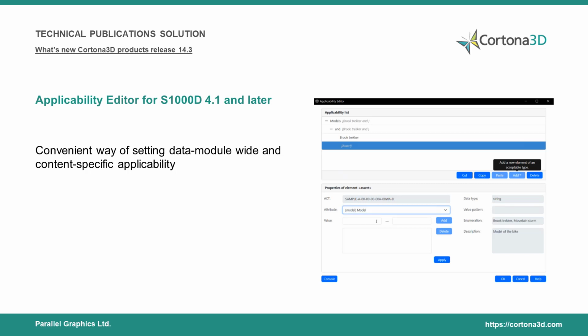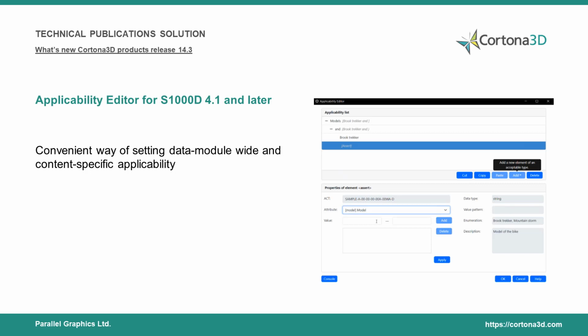Applicability can be in scope of the entire data module or for specific content. For example, a certain paragraph of text may be marked as applicable only to a specific model or variant of a product, or only to a particular maintenance procedure. This allows organizations to create technical documentation that is tailored to specific products or tasks and ensures that users have access to the most relevant and accurate information for their needs.